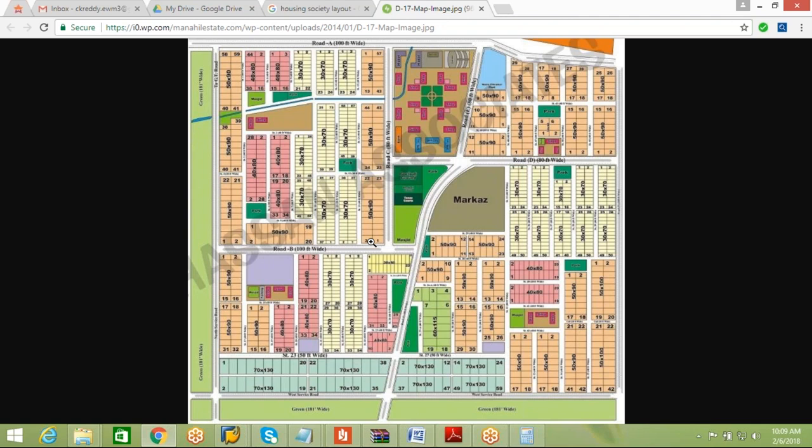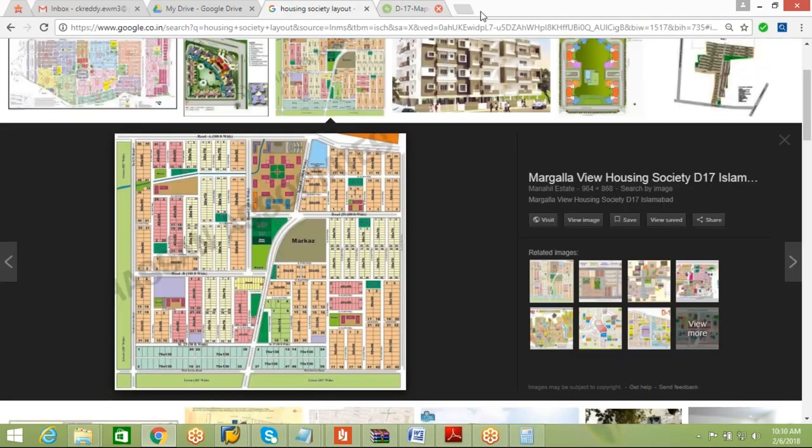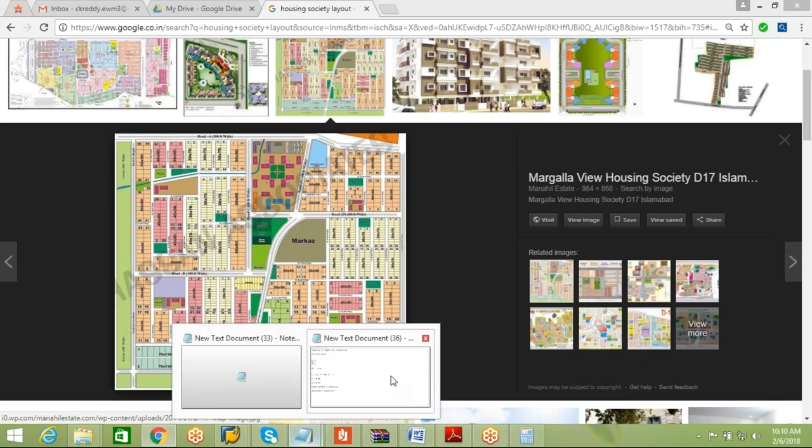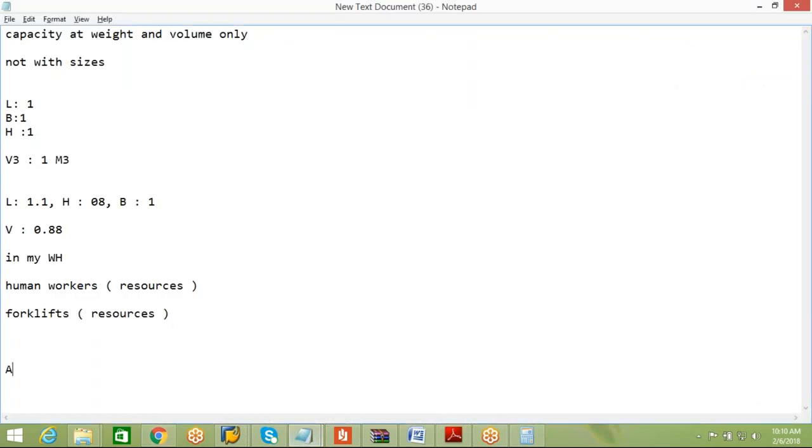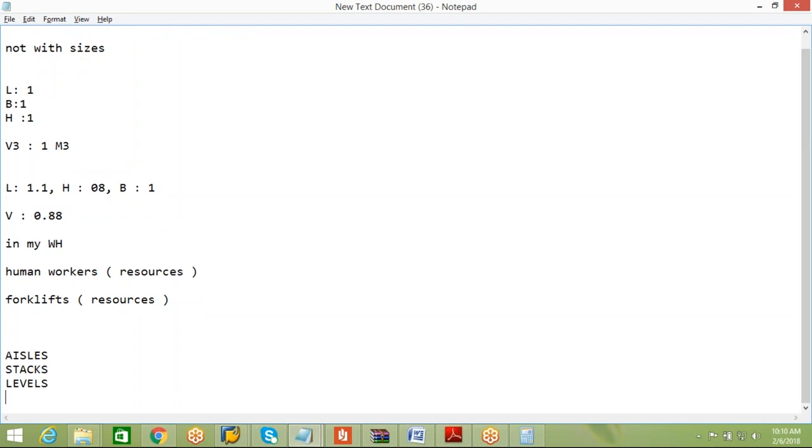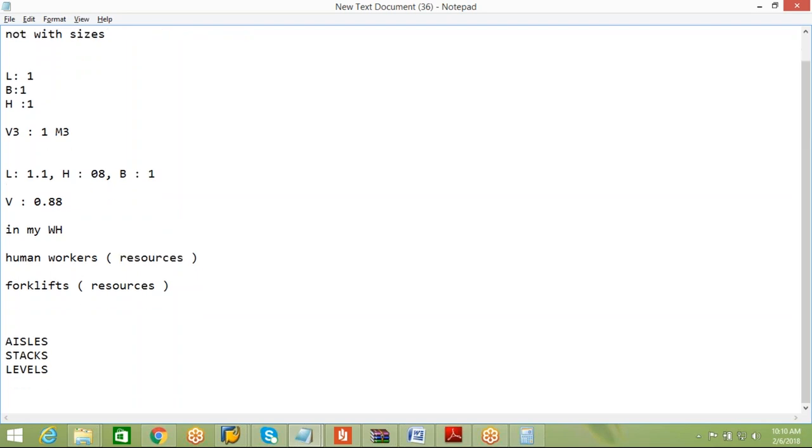Okay. Just like I have a warehouse with me. How do I identify where the bin is located? For that, bin identifiers are there. Bin identifiers in terms of yales, stacks, levels. What is meant by yale?